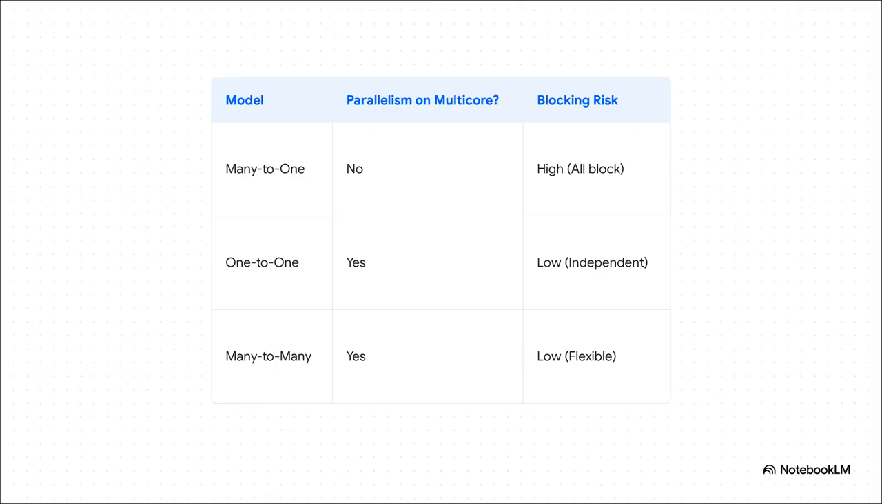Okay, so let's just quickly recap these management models. Many-to-one is simple, but forget about parallel work, and there's a huge risk of the whole app blocking. One-to-one is great for parallelism, but it has higher overhead. And many-to-many gives you the best of both, parallelism with a lot more flexibility. You can see the clear trade-offs system designers are constantly weighing between simplicity, power, and efficiency.